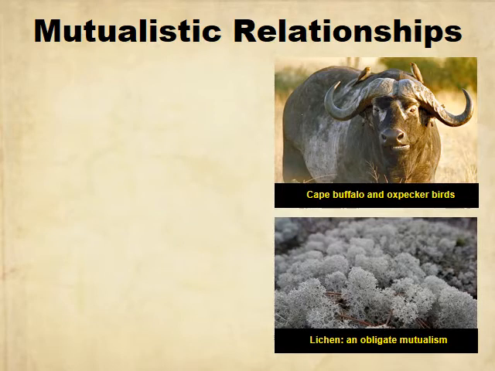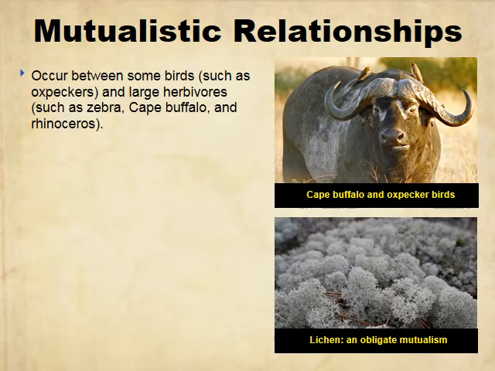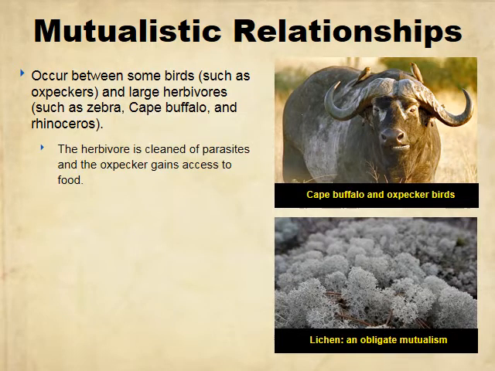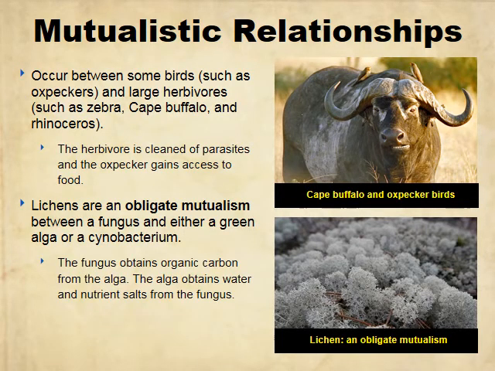Mutualistic relationships is where both of the organisms actually benefit from the interaction. Oxpeckers and zebra and Cape buffalo, what happens is the birds eat the ticks off of the buffalo. The buffalo benefit because now they have the ticks removed. Lichens are an obligate mutualism, meaning that there is no lichen without one or the other. So it's a symbiotic relationship between a green algae and a fungus, and they work very closely together.